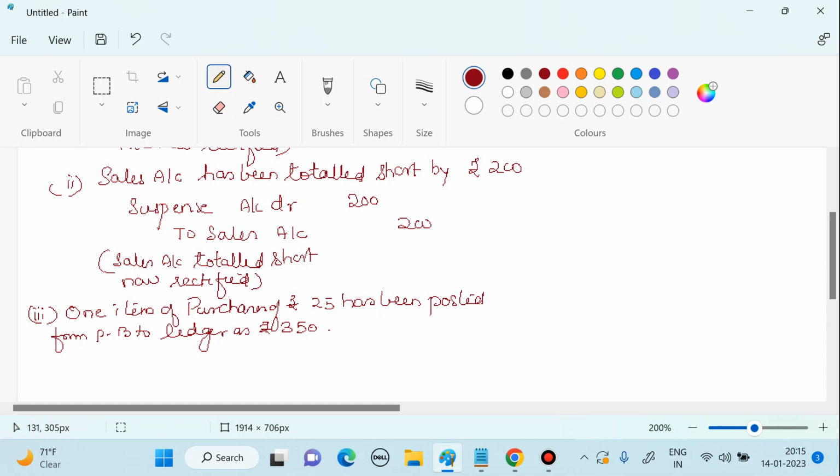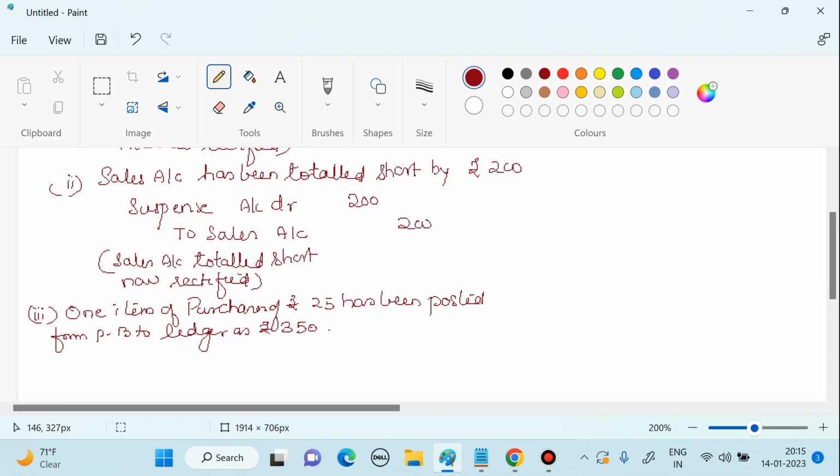So now one item of purchase of 25 has been posted from purchase book to ledger as 350. This is not the total, so this is not related to purchase account. One item of purchase means probably individually posting into creditor account at that point of time. One creditor, there was a purchase of 25 which got posted into creditor's account in ledger as 350. Getting that? Yes, ma'am.